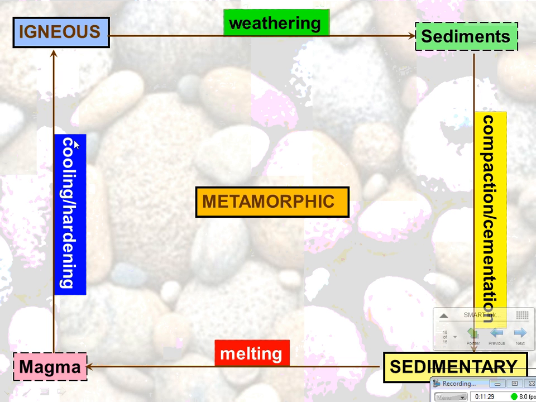Make sure you're filling in on the inside. You should still have a blank in this space over here. Make sure you still have a blank. Once you've cooled and hardened that magma, you've got an igneous rock.